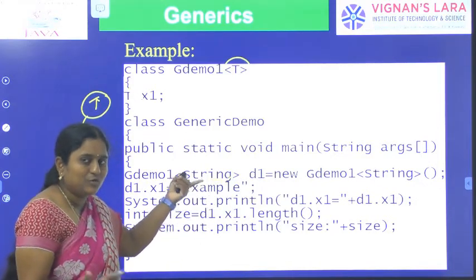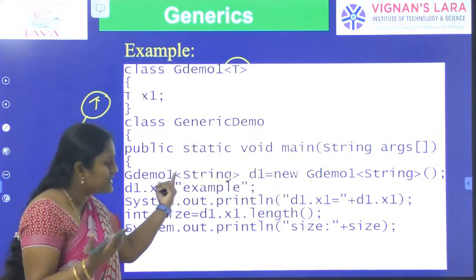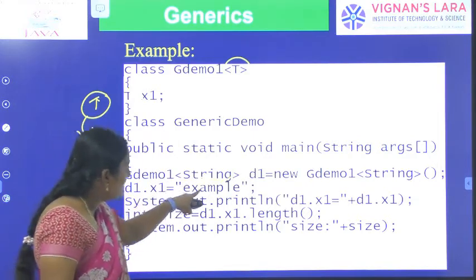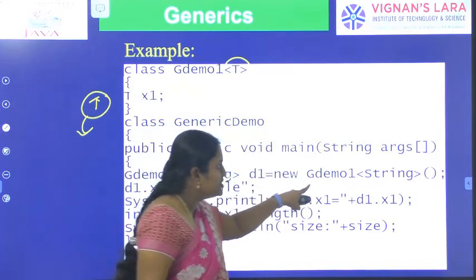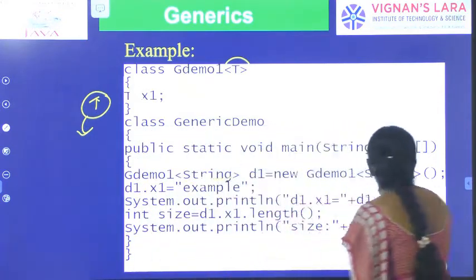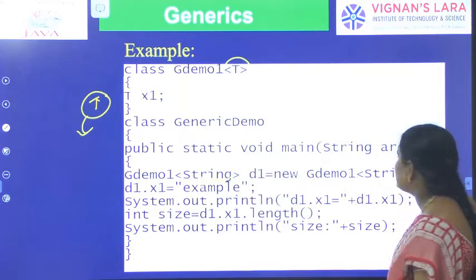String, int, float, as you wish; you can specify any other data type. So next one, the difference variable d1, new GDemo1. Next one, it is also a data type. Next one, these braces mean a constructor.